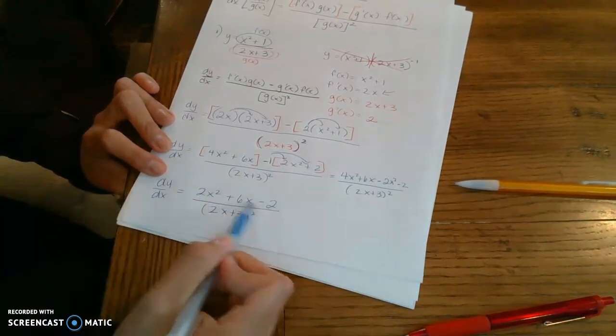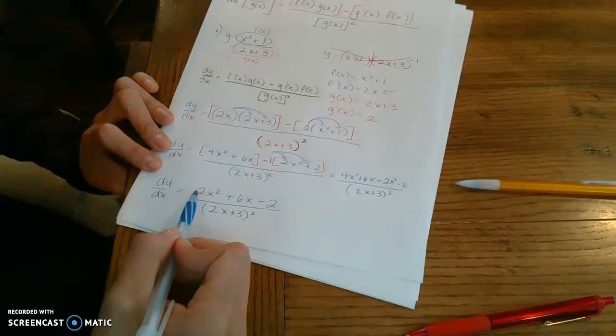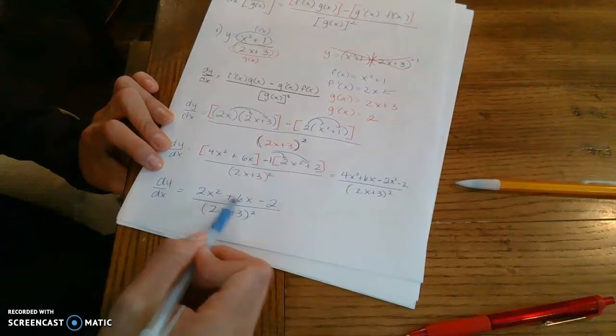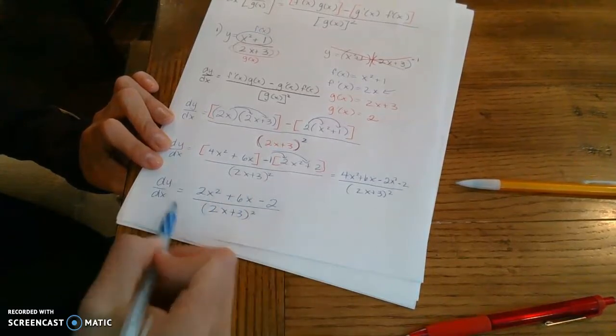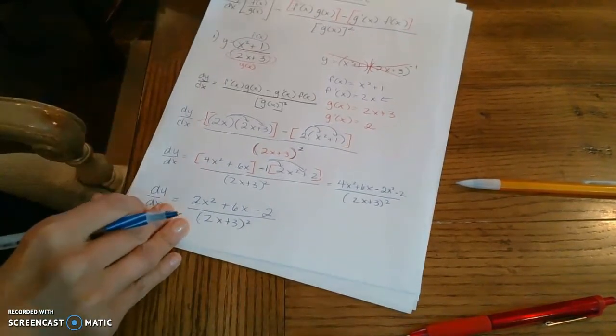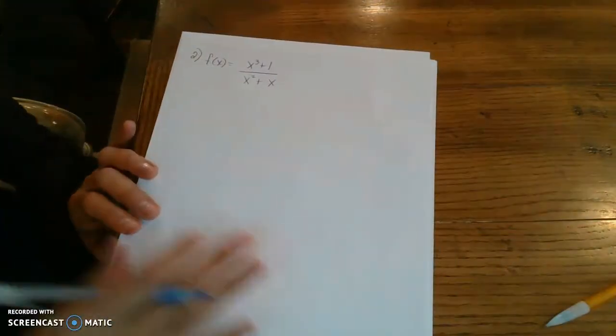If you see that this is a trinomial that can be factored, I could try to factor it. 2 times negative 2 is negative 4. What are the factors of negative 4 that are going to add up to 6? That's not going to happen, so there's nothing more to simplify. This is my answer. All right, let's look at the next example. The next example gives me this.